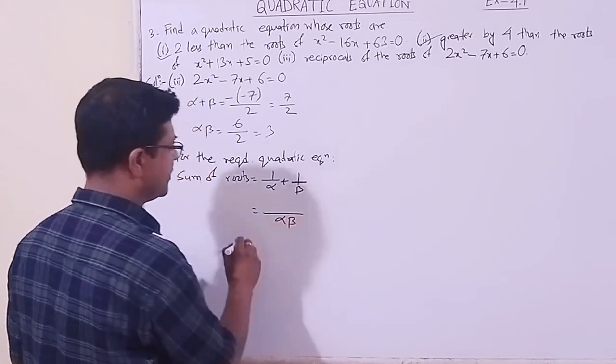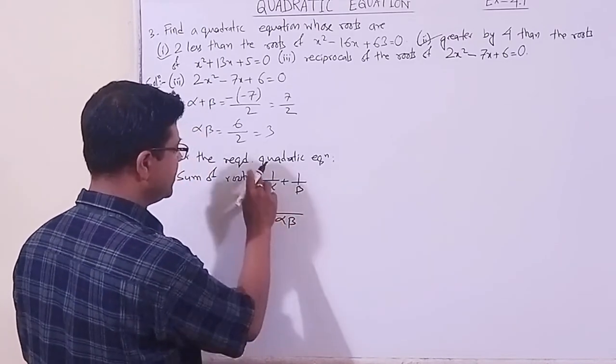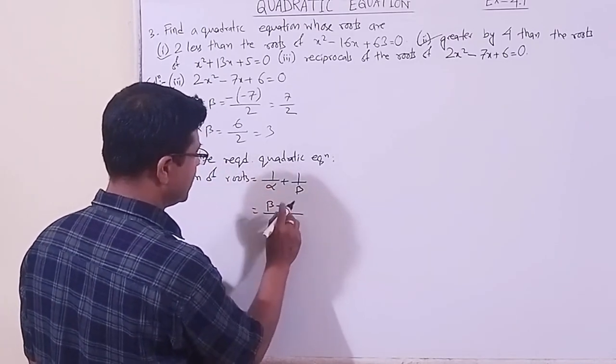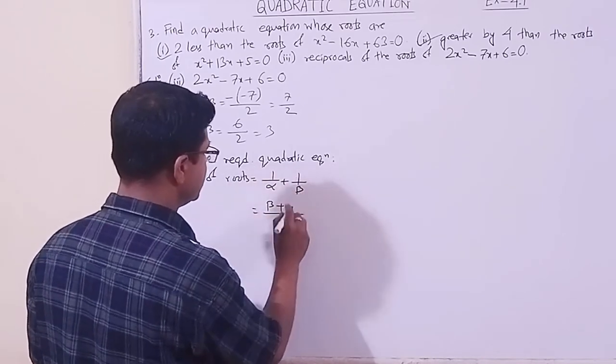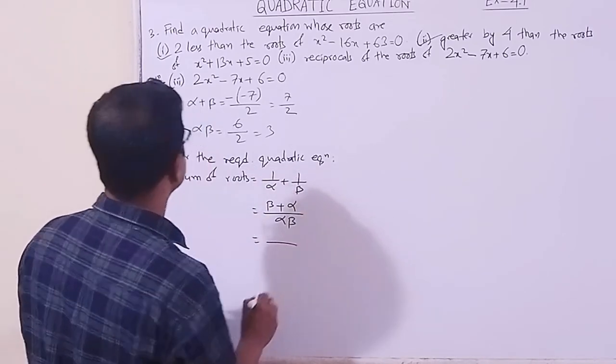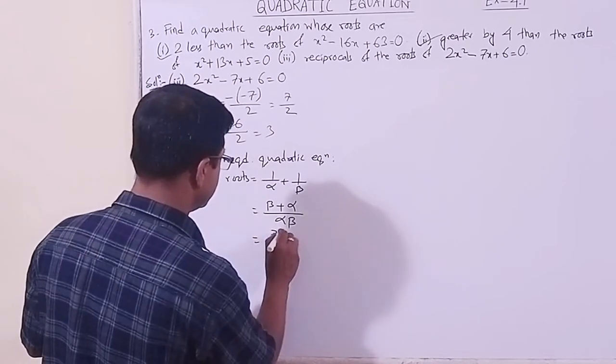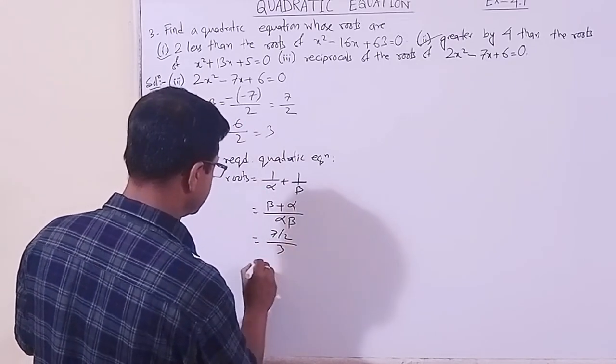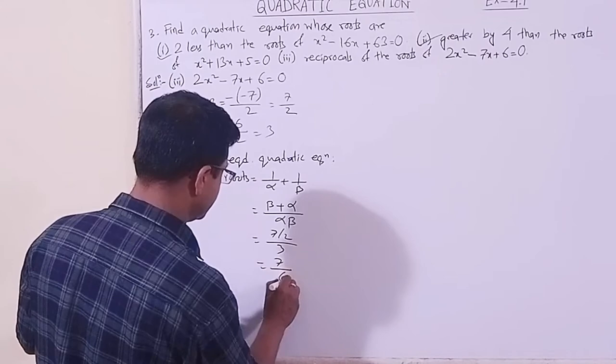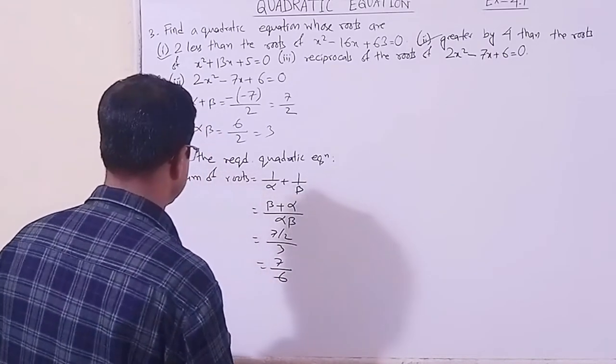The LCM is alpha beta. So it is alpha beta by alpha beta, beta into 1 by beta, and alpha beta by beta is alpha into 1 by alpha. Okay, beta plus alpha is 7 by 2, alpha beta is 3. So this 7 by 2 will come here, 2 threes are 6, so 7 by 6. I hope you understood this.